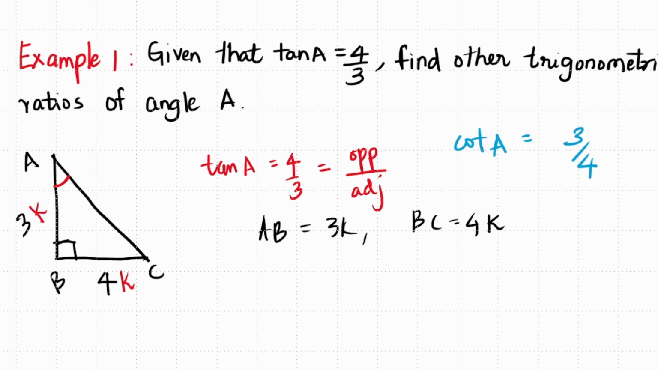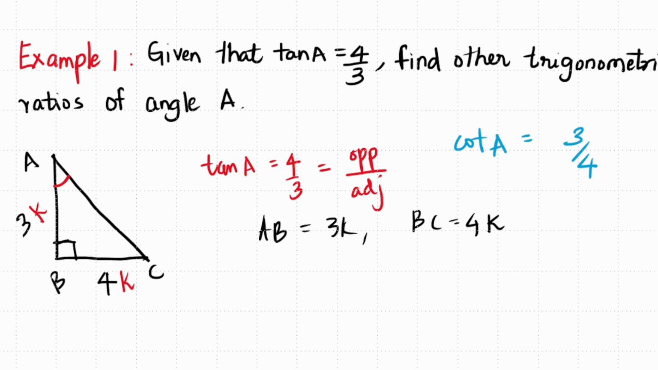Now you need to find the other four trigonometric ratios: sin A, cos A, cosec A, and sec A. Finding sin A and cos A is more than enough, because by taking reciprocals you will get cosec A and sec A also. You just have to calculate two trigonometric ratios. For that, you need to find sin A and cos A.